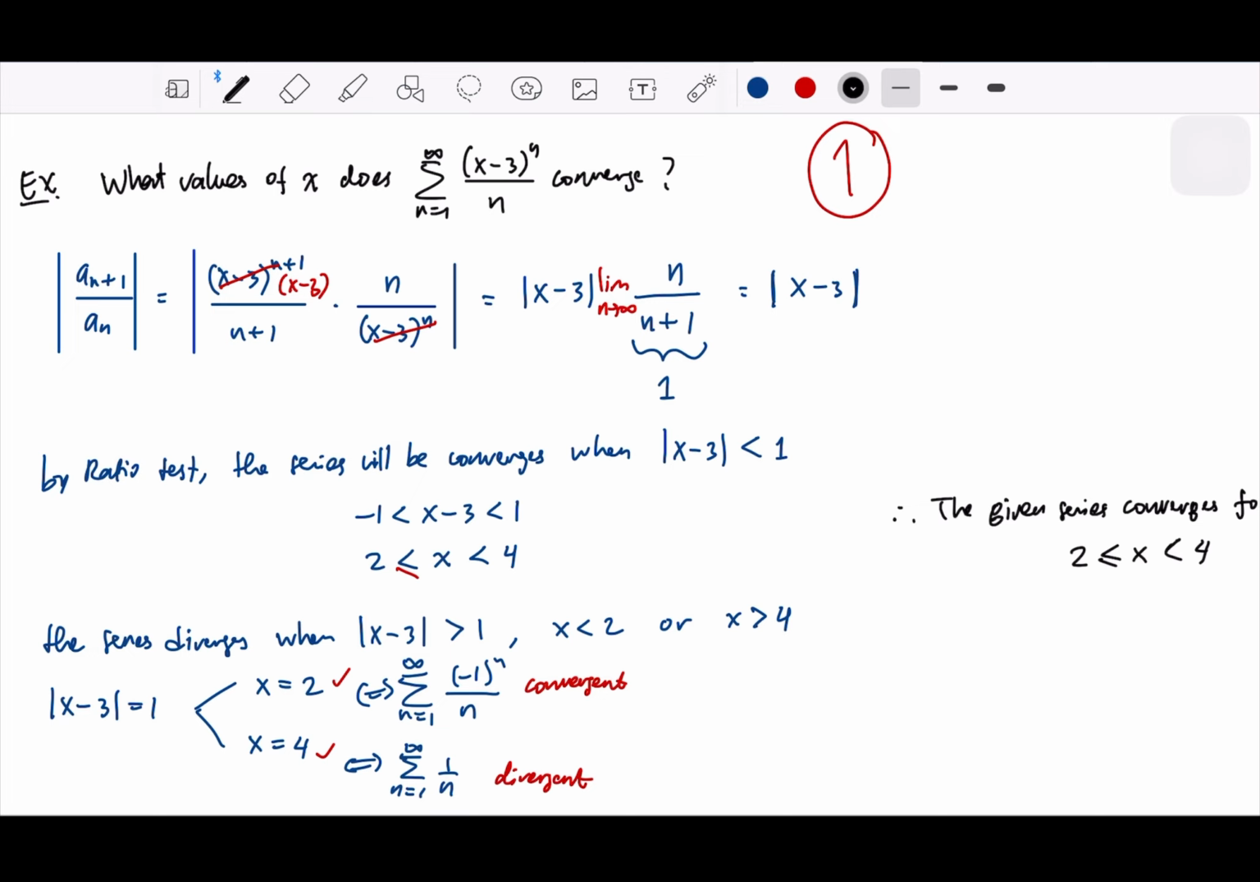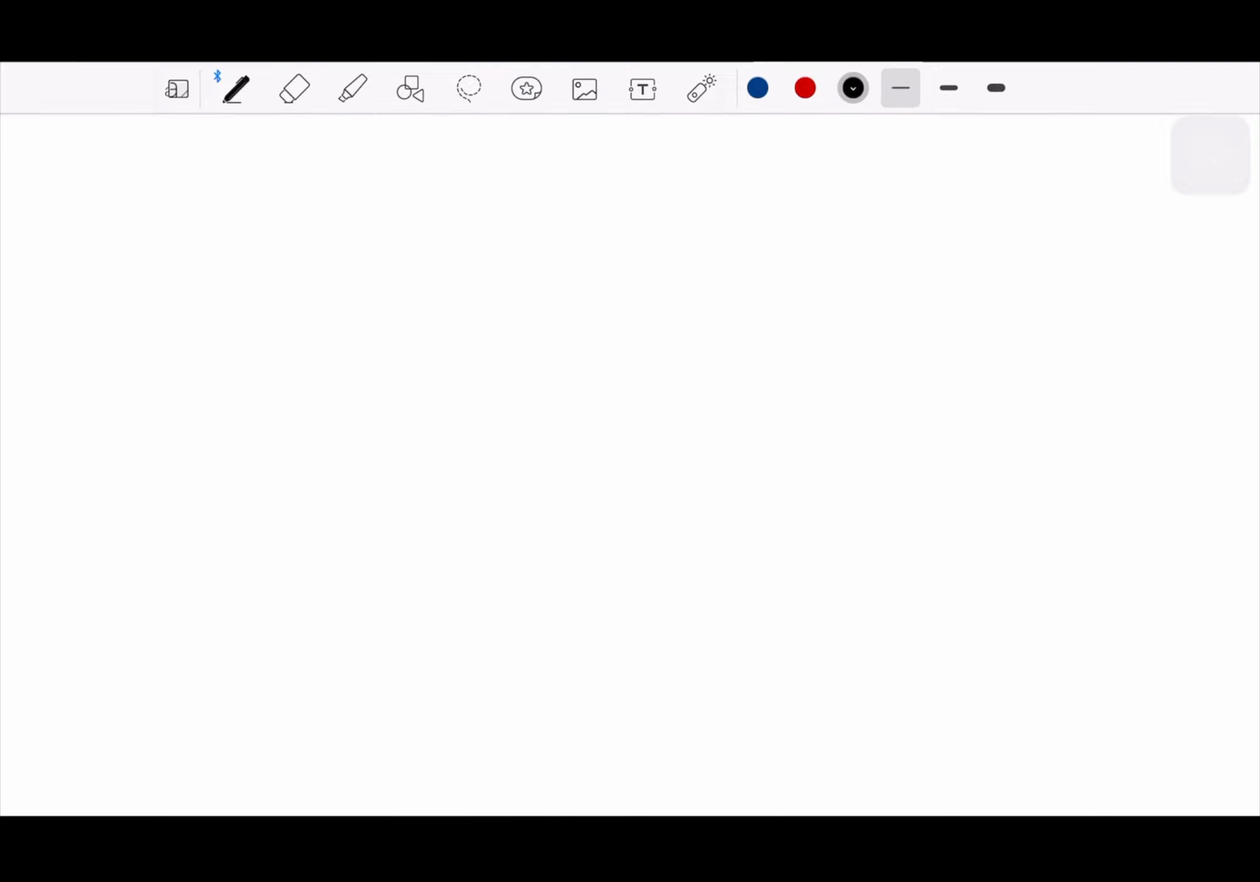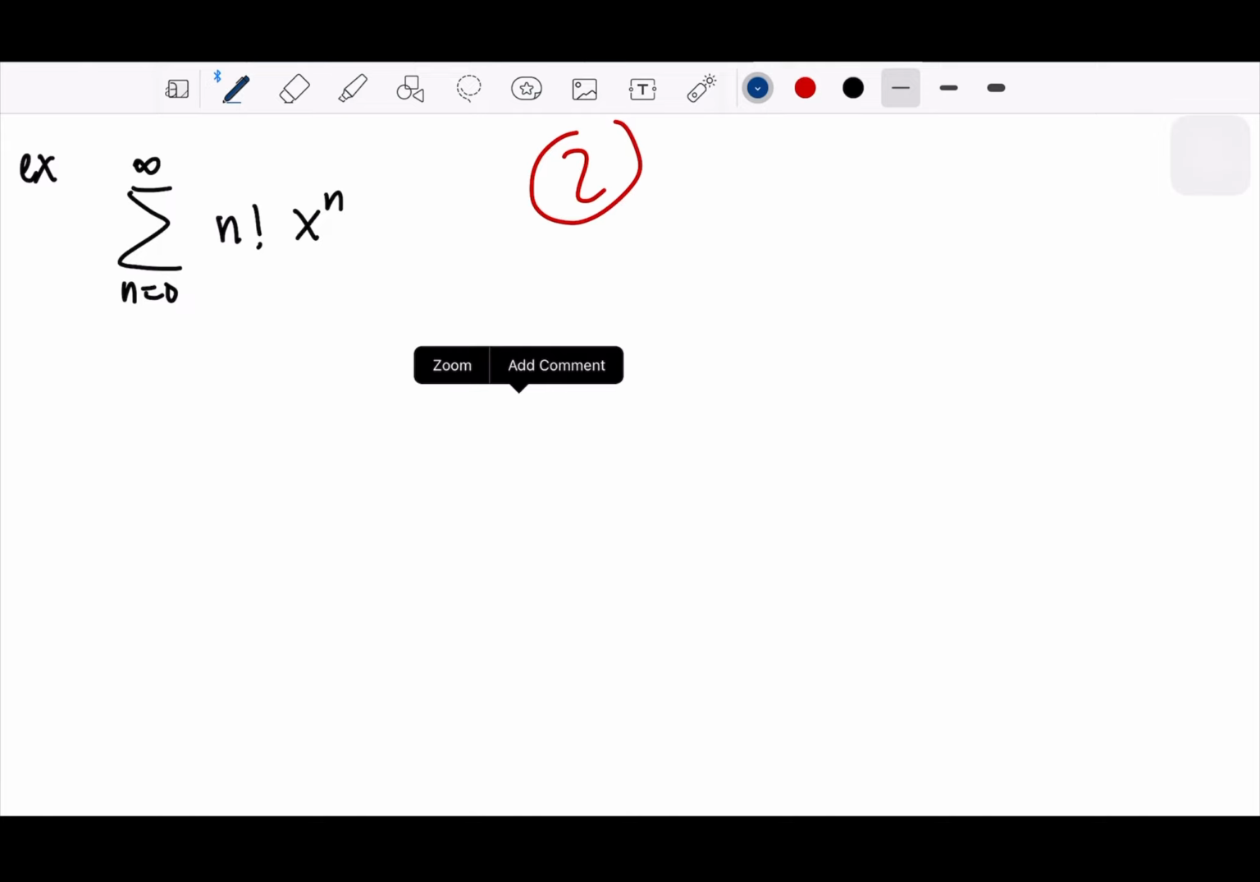Now the second one. The question is still the same, but the series is now n factorial times x to the power of n. This is example 2. For starters, we are going to use the ratio test.